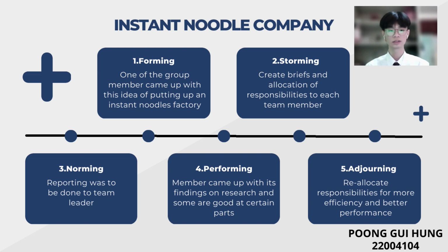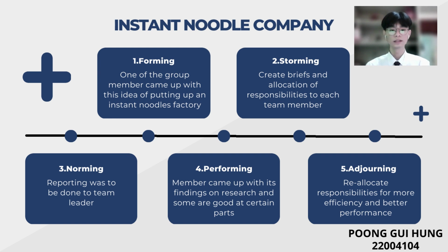Moving on to the second stage. The second stage was to create briefs and allocate these responsibilities to each team member. Each member was entrusted with specific work allocation to complete the research and collect data for eventual preparation of the feasibility study. All the reporting was to be done to one person who was designated as team leader. This stage was similar to the storming and norming stages of group development as illustrated in Exhibit 9.2.